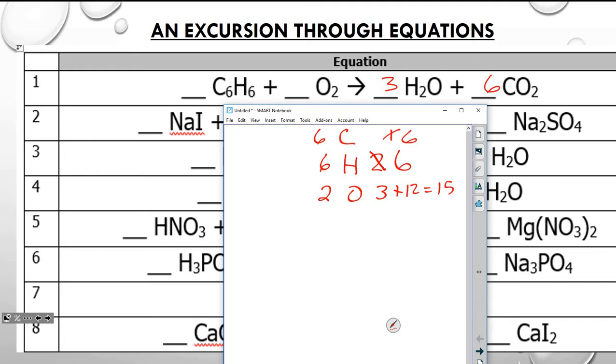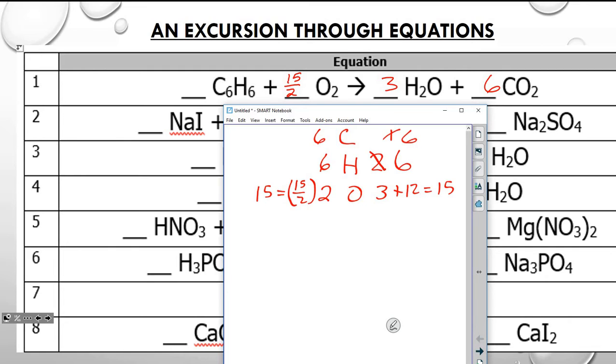Here's where the problem comes. I can't times that oxygen by a whole number that will get me to 15, right? So this is the trick here, and it works mostly only with combustion reactions. I can times this just for a second to get it balanced by 15 halves. That would give me 15, right? So I'm going to put 15 halves here, but I can't leave it in a fraction.